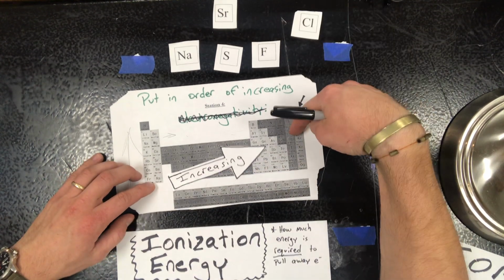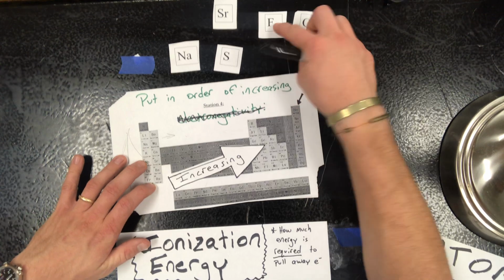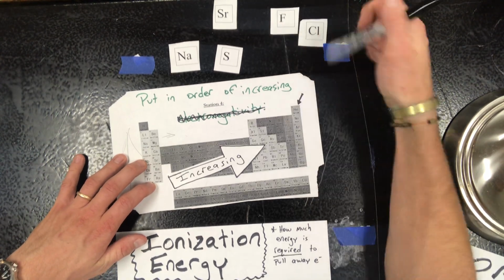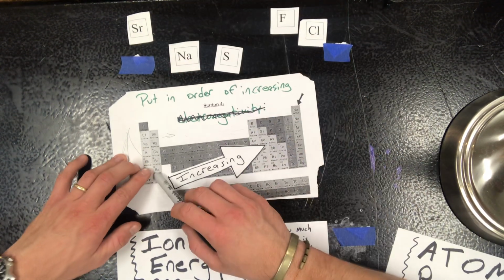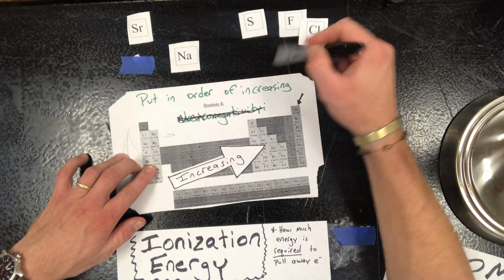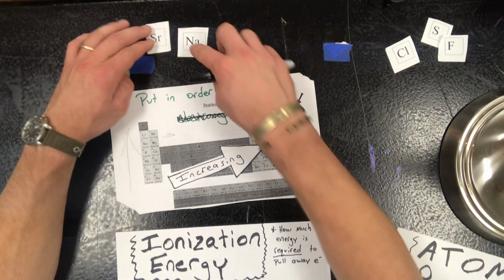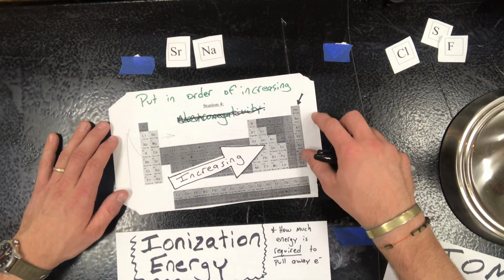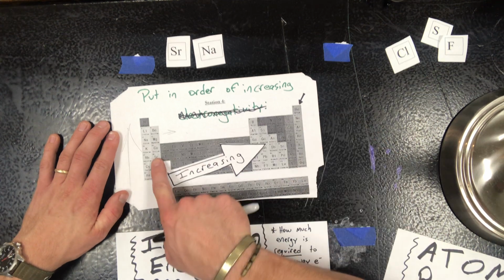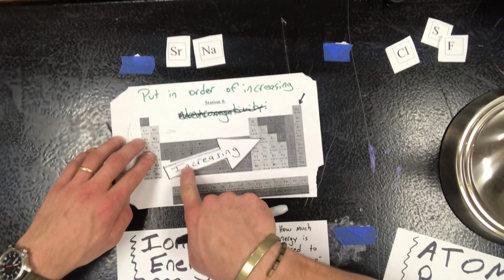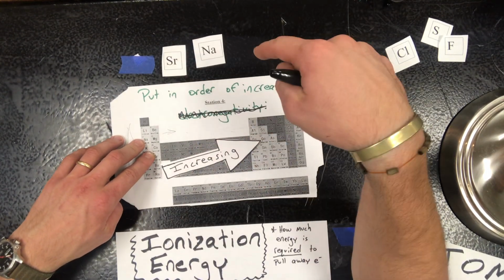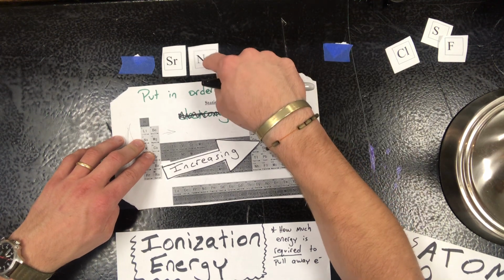So chlorine is going to be up here, so that's not going to be the lowest. Fluorine is also up here. Strontium is pretty far down this way. Sulfur is up this way, and sodium. So we have the first two here. Let's move these out. Strontium and sodium. Strontium is here, and sodium is here. So strontium is going to have the lower ionization energy, then sodium.